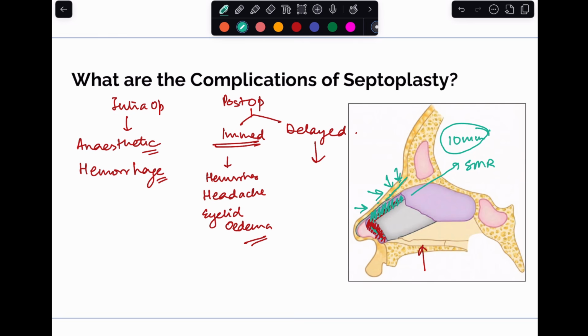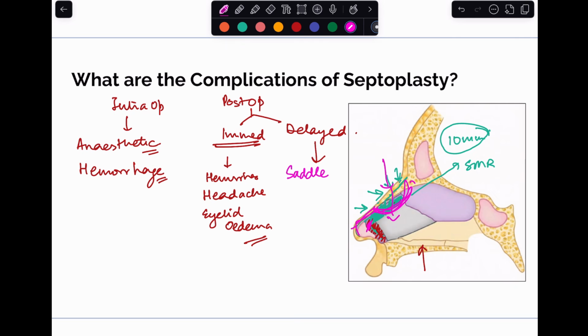Now, say for example, the dorsal end of the strut is not maintained as much, and maybe there is not adequate support. In that case, the complication that we can face is known as a saddle nose deformity. If this portion goes down because of lack of support, if it becomes like this, you can see that this looks like a saddle that is used when you sit on a horse. So this is known as saddle nose deformity.